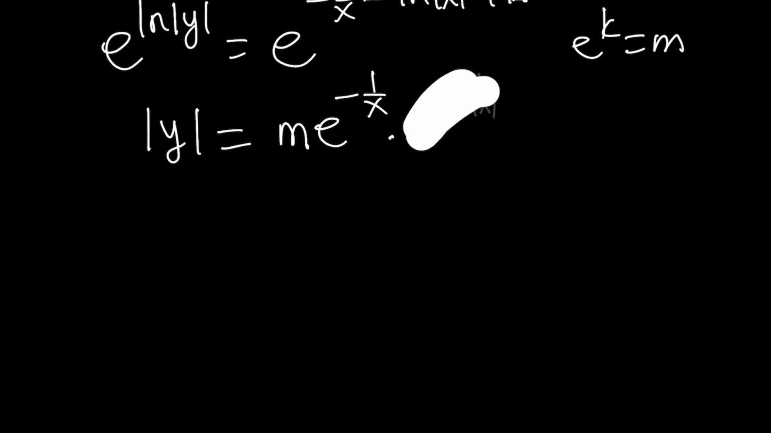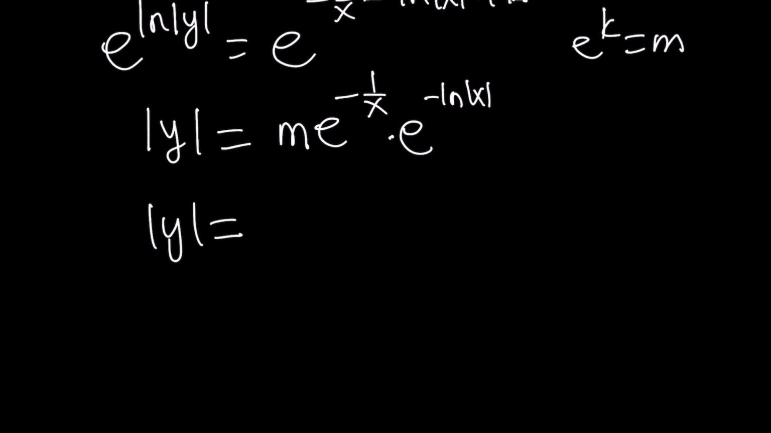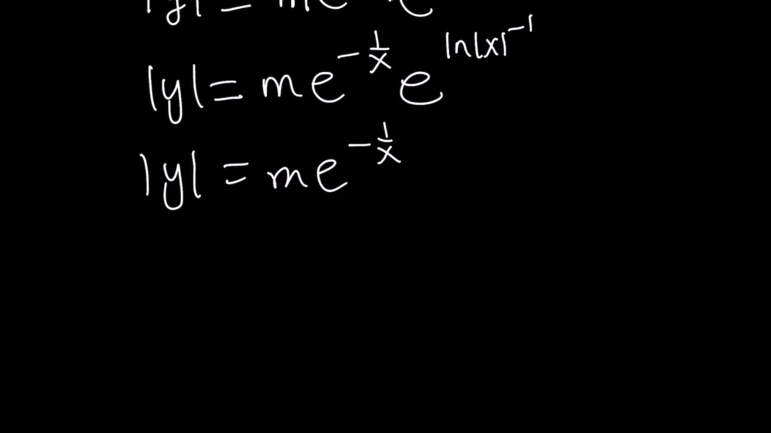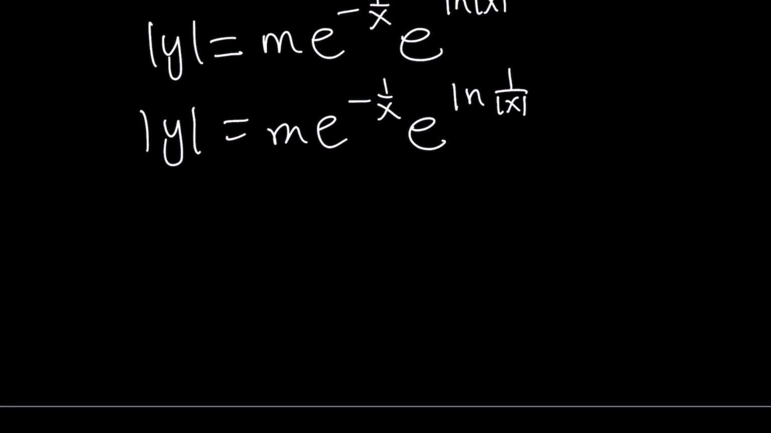If you do, I can just go ahead and show that here real quick. So we get e to the power negative ln absolute value of x, and that is going to equal, let's see, this is going to be m, this is going to be the same, and I can just write this as e to the power ln x to the power negative 1. Now that is going to become e to the power ln 1 over absolute value of x, because the power negative 1 is just going to flip it, right? And now e to the power ln something is just something. That's going to become 1 over absolute value of x.